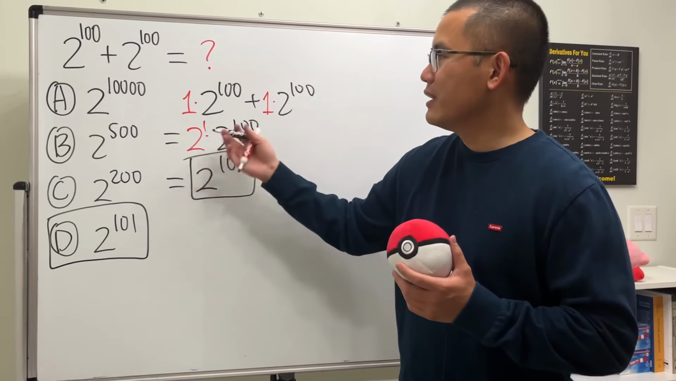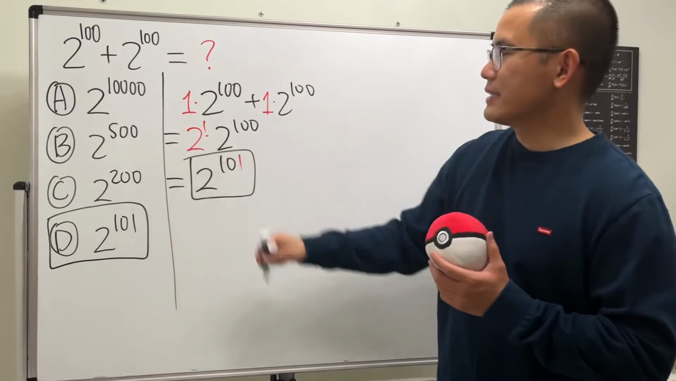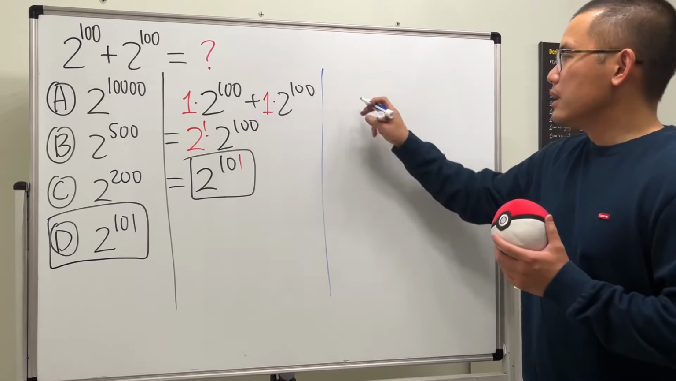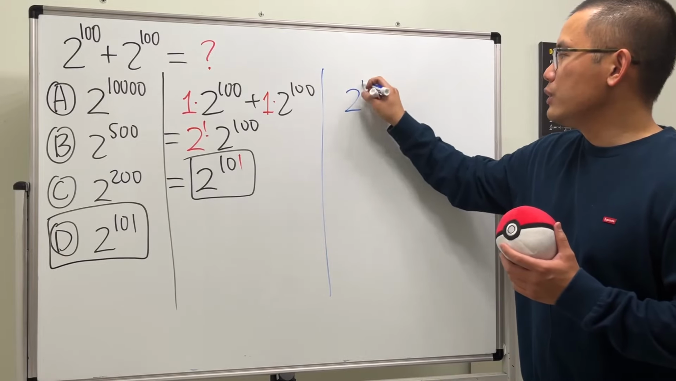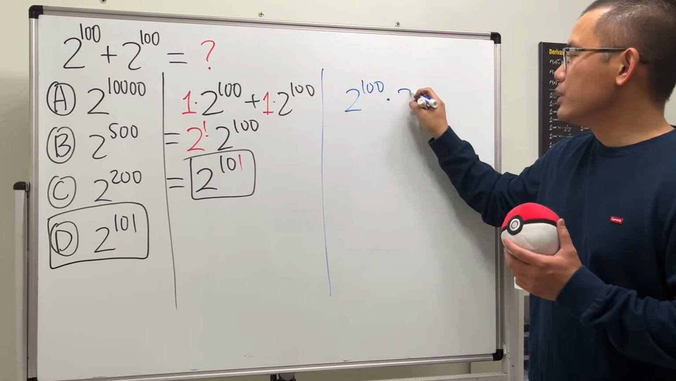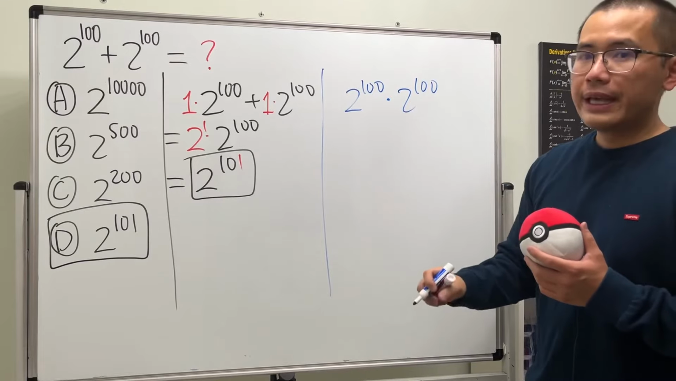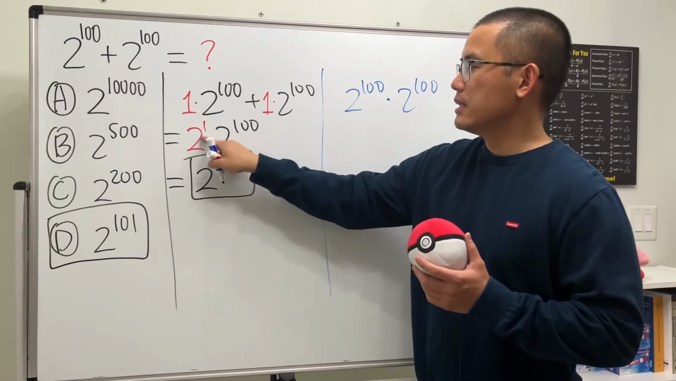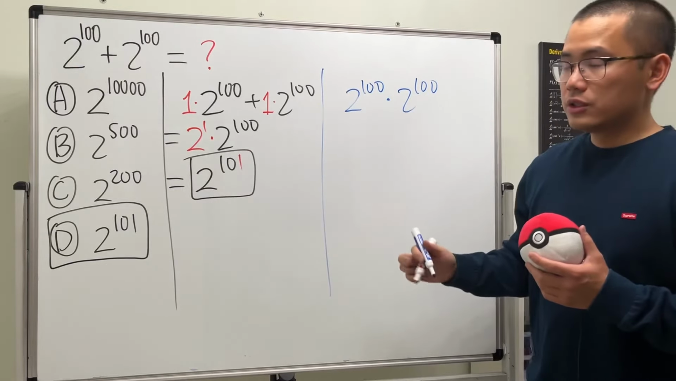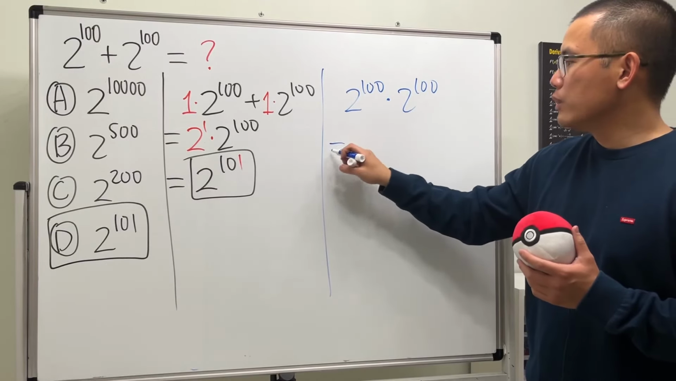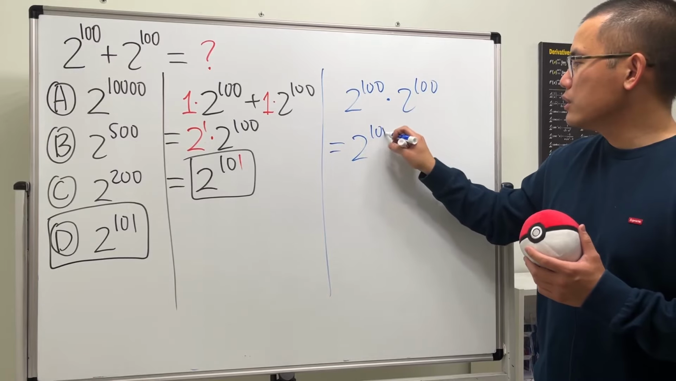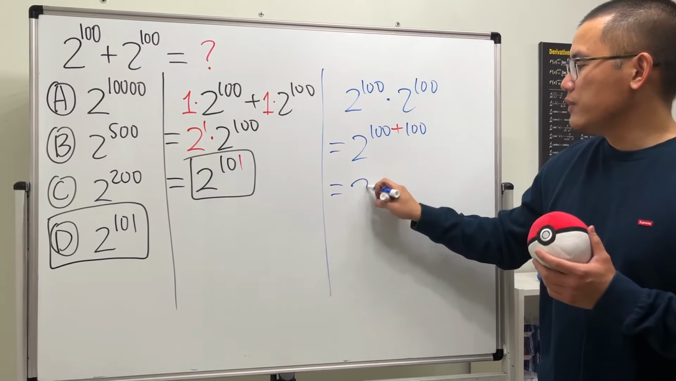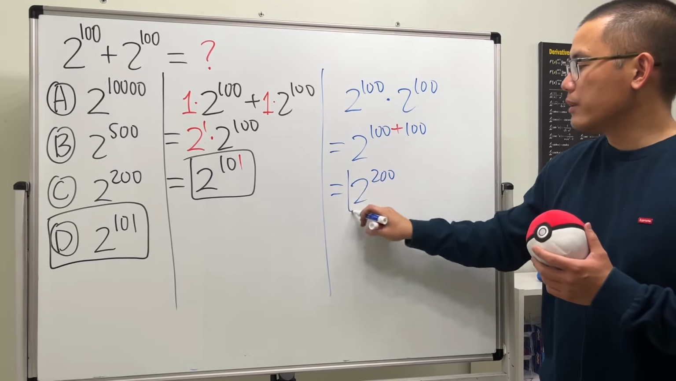So this right here is it. This is the reason for that. Well, if the question was this, for example, if we have 2 to the 100th power times 2 to the 100th power, in this case, we'll just add the exponents just like this. So if this was a question, then we'll just do 2 to the 100 plus 100, and this is the one that will give you 2 to the 200th power.